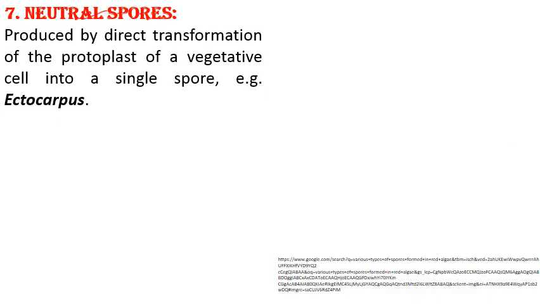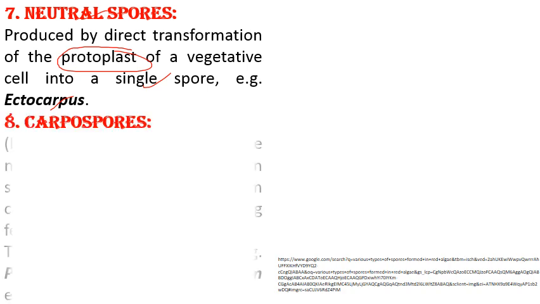Next we have neutral spores. These are produced by direct transformation of the protoplast of a vegetative cell into a single spore. So the material inside the vegetative cell gets transformed into a spore, which we call a neutral spore. These are produced in the case of Ectocarpus.